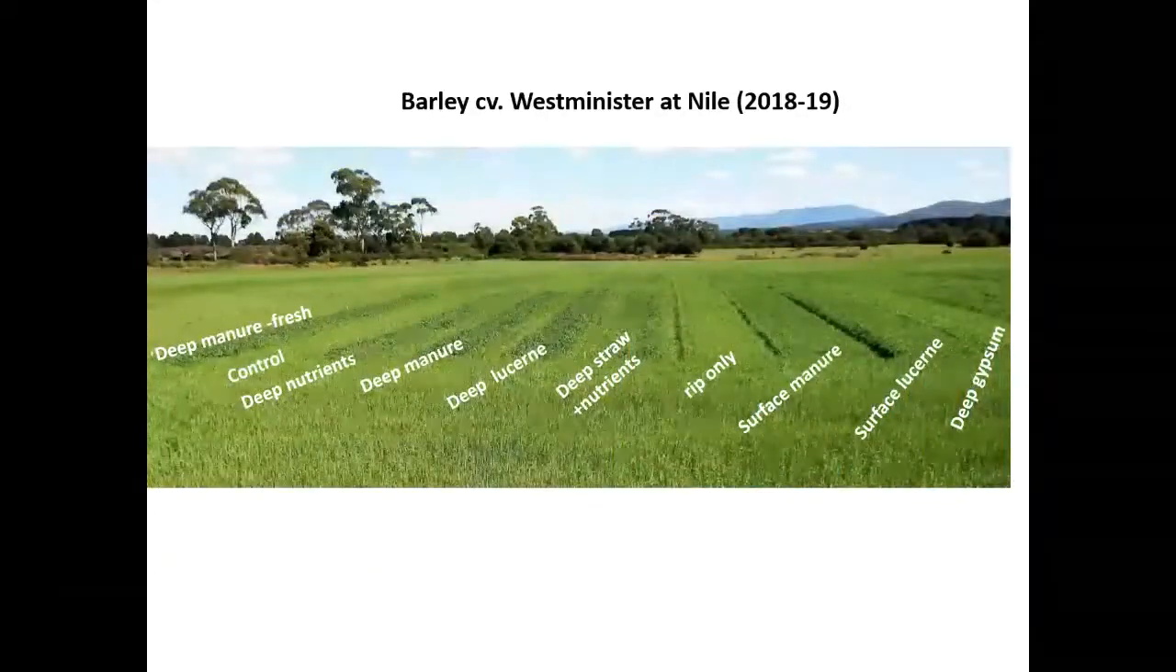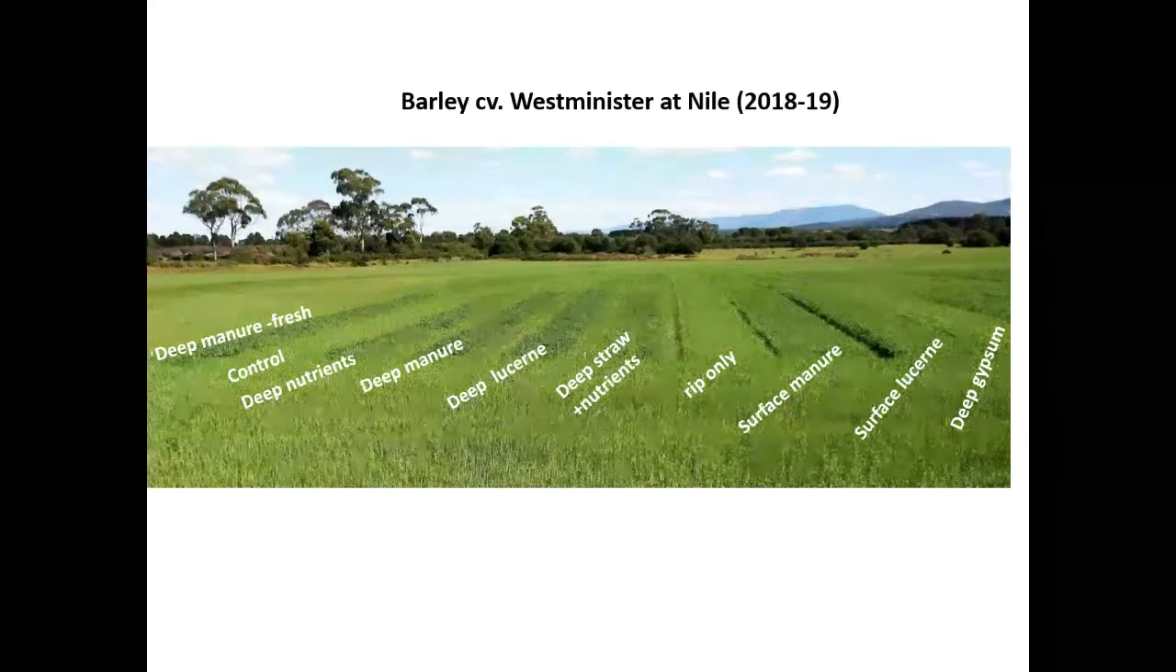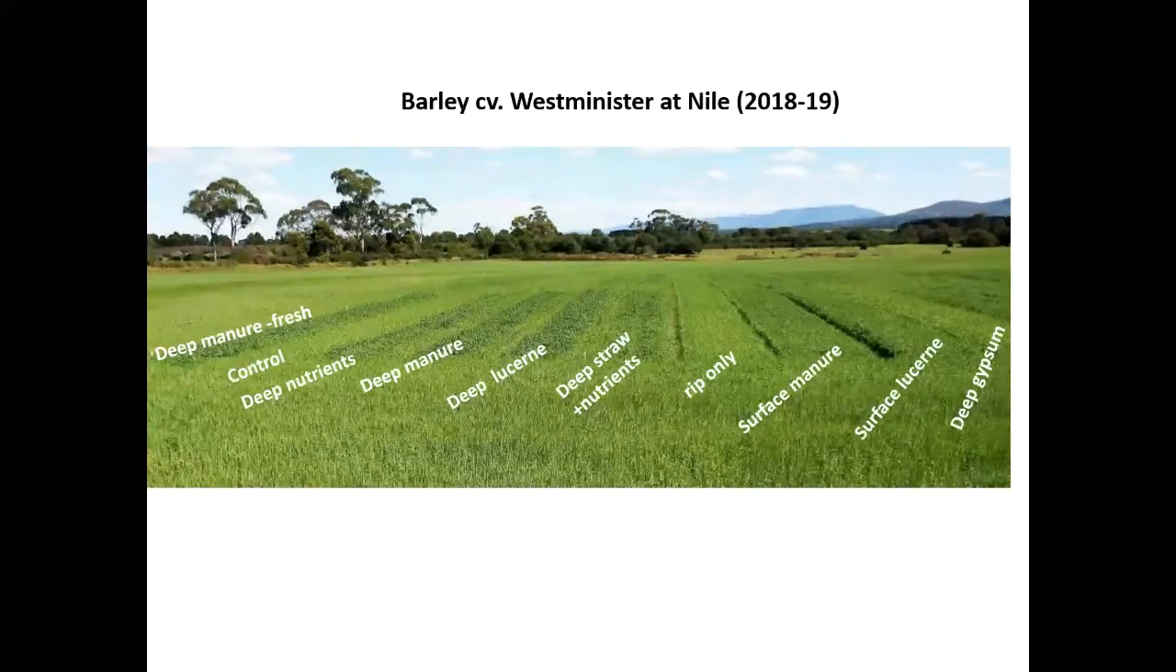This is a visual picture of the site at Nile in northern Tasmania. So you can see the control strip here where there are no ameliorants, one where there's just deep nutrients. Next to it is deep manure, deep lucerne, deep wheat straw and nutrients. This one here is a rip treatment.